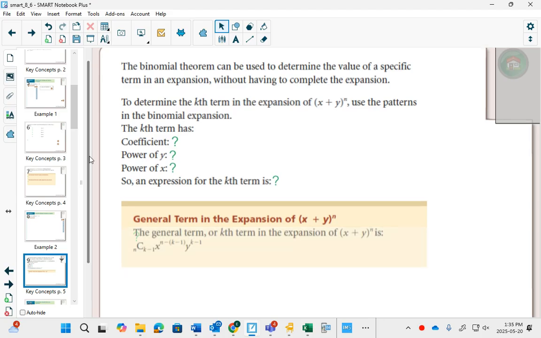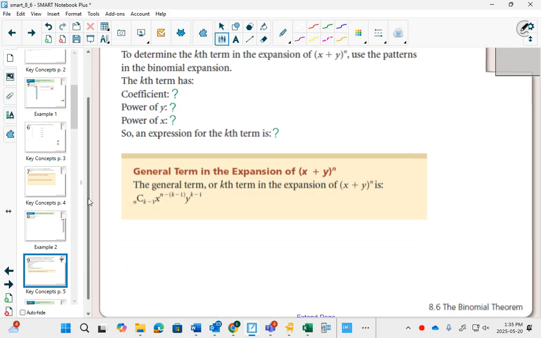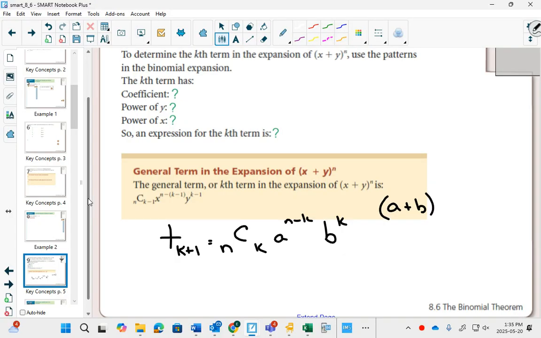Under this general term, this is the way that it's written on your formula sheet. T sub k plus 1, n choose k, a to the n minus k, b to the k. What does this mean? And on your formula sheet, I think they say for a plus b to the n, not x plus y to the n.